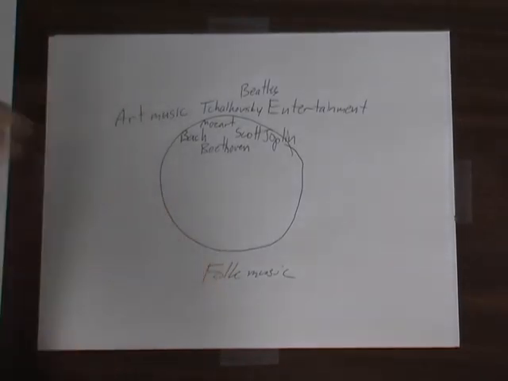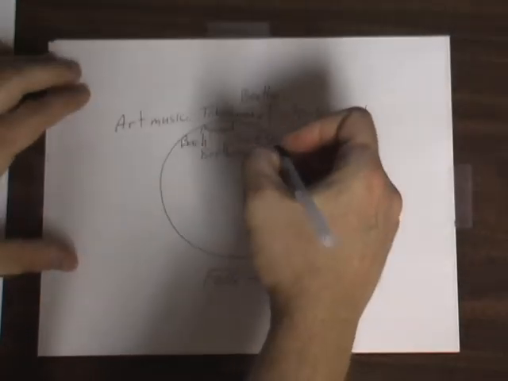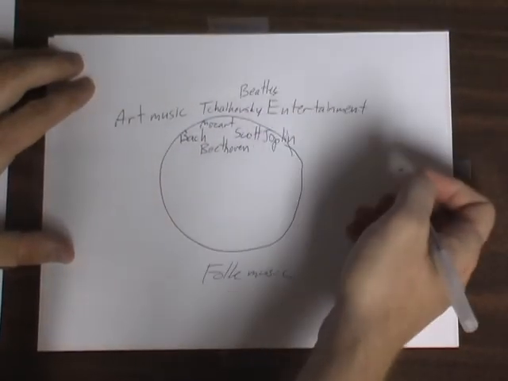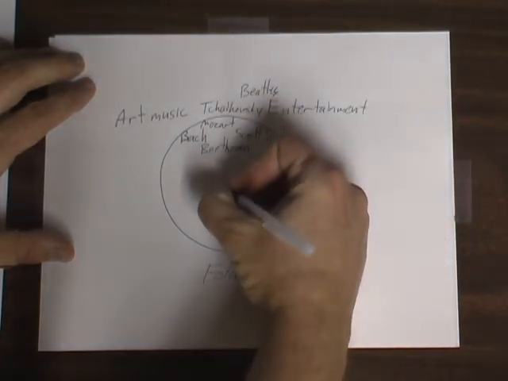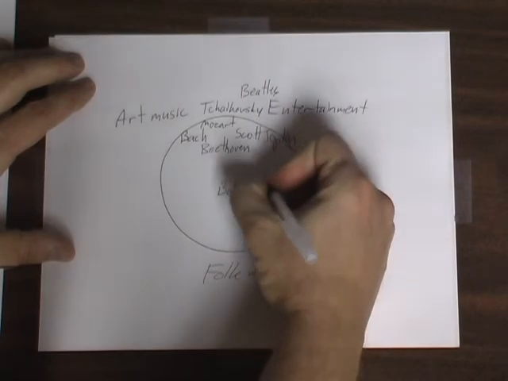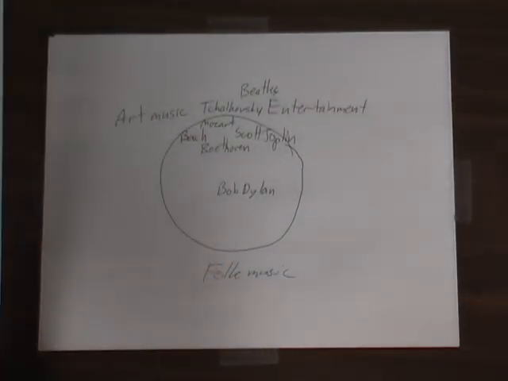Alright, so what about folk music? Well, we got some people that maybe somewhat that direction. You have someone who is highly regarded both as an entertainer and as an artist, but also heads toward the folk side, and that would be Bob Dylan. But I don't put him down too close to folk music because he's too much of an artist, too much of an entertainer to be classified as a folk artist.